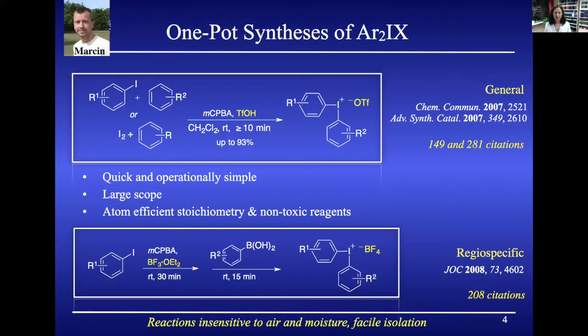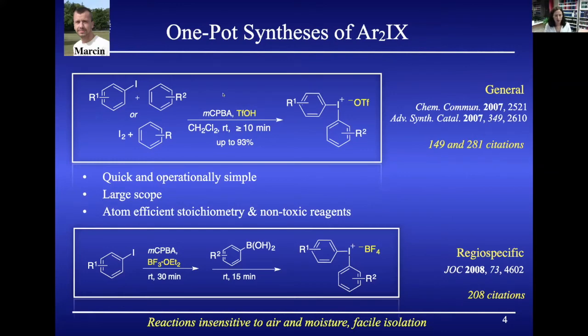So here's just a fast slide to show you the first methods that we did develop in my group. That was to make diaryl iodonium salts. And if you can see my pointer, you see the conditions. We use MCPBA and an acid, either triflic acid, tosic acid, or BF3 for a variety of synthetic methods that we have developed to make iodine-3 from iodine-1 in a fast and efficient way.